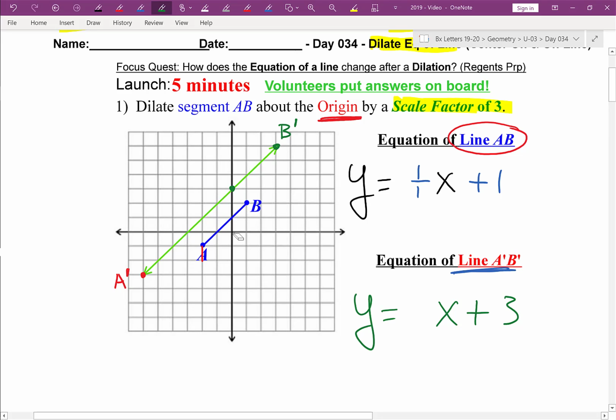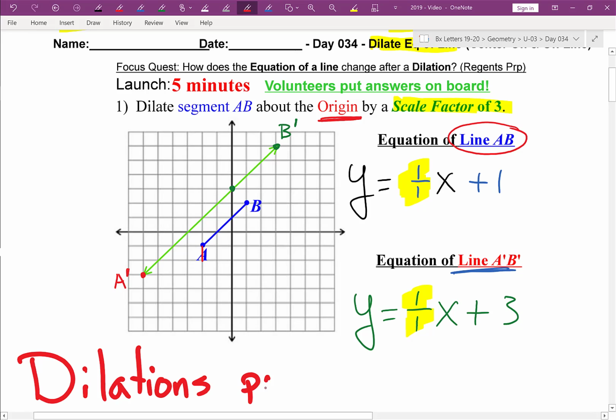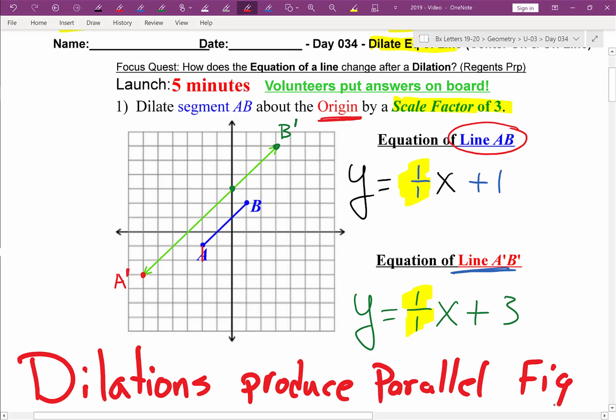And if you remember from yesterday's lesson, you know that slope is going to be the same as my original, because dilations always produce parallel figures. Dilations produce parallel figures. Okay. And if you just want to verify that, it's up 1 over 1, that plus 1 and plus 1. It's the same. The only thing that's changing is this y-intercept.